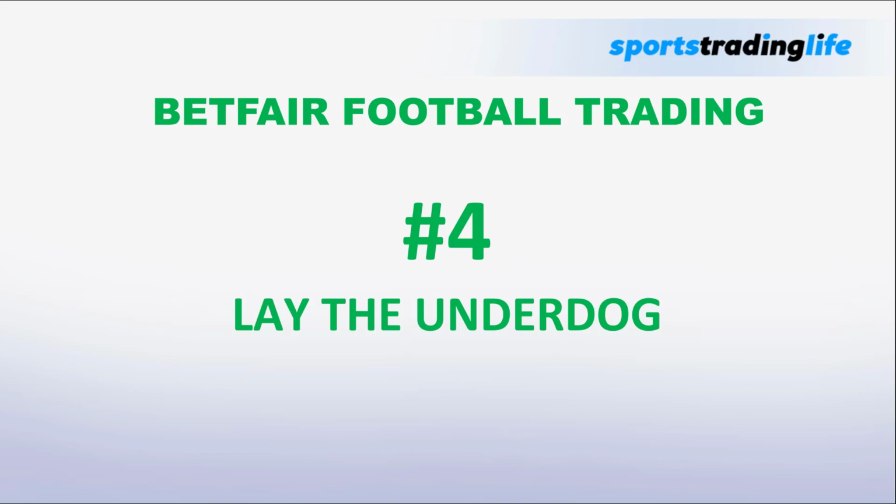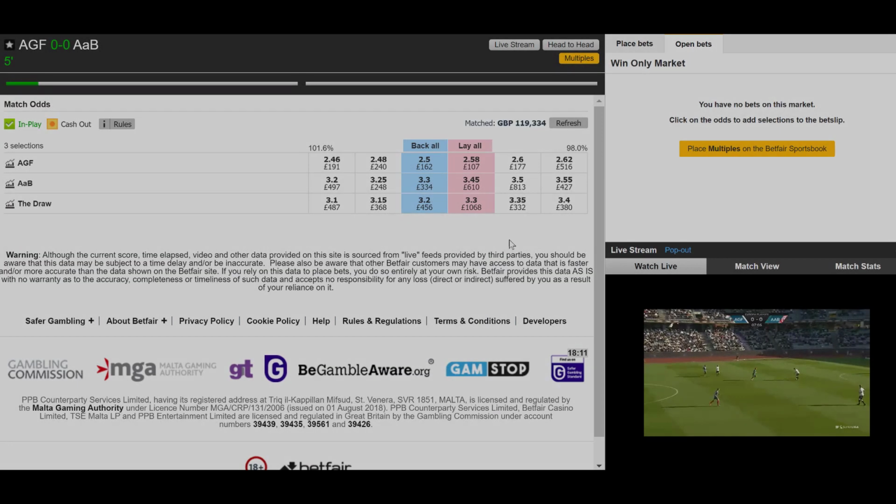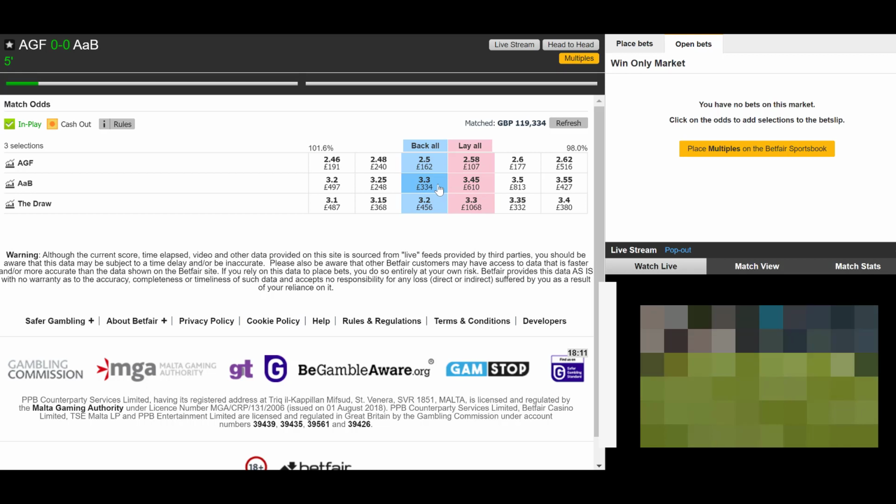But generally, laying the underdog can be a pretty straightforward strategy, so let's just dive into it. Let's check out some real life examples of this so you can see exactly what I mean. So just to show you laying the underdog here, it is pretty simple.